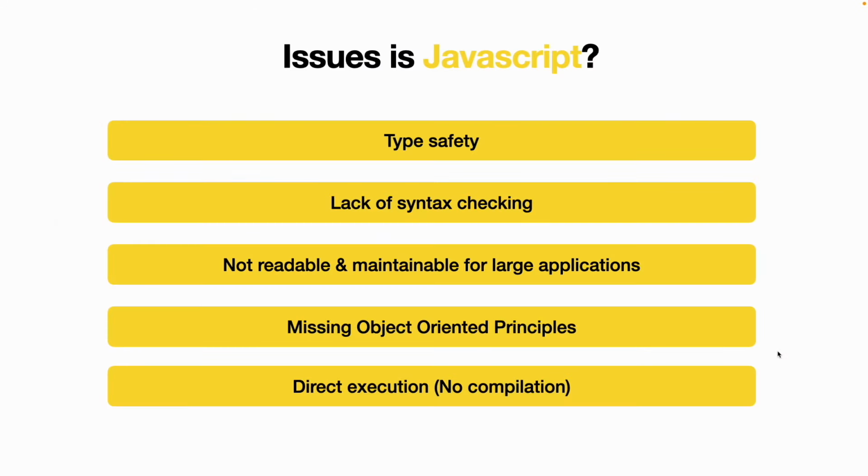How JavaScript works. We'll write a simple JavaScript file for the sake of understanding how we write code in JavaScript, how different variables are created, how we attach it to an HTML file, and how it helps a website work. Once we do that, we'll also check how type safety issues come up, how syntax checking is missing in JavaScript, how it is not very readable and maintainable when you are writing a large chunk of code, how object-oriented principles are missing, and how the compilation problem exists with JavaScript.